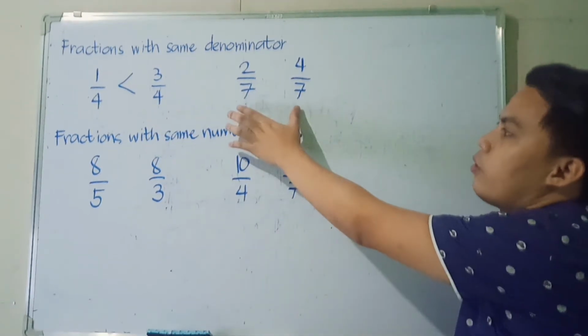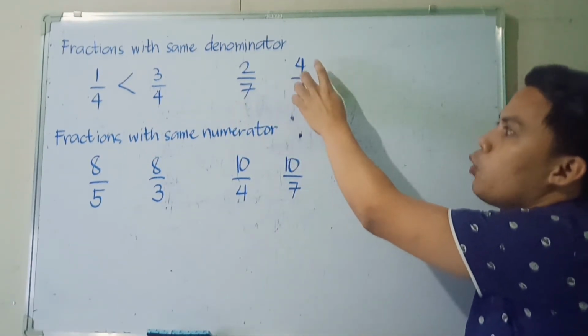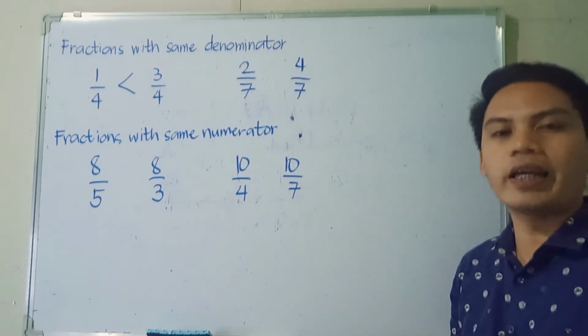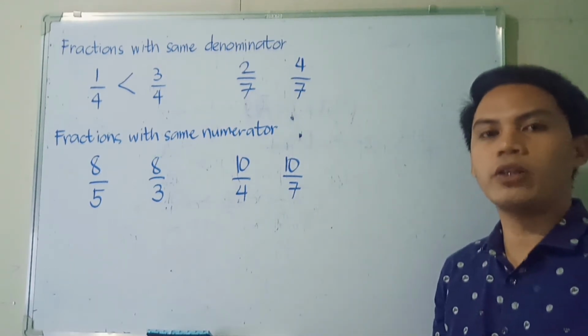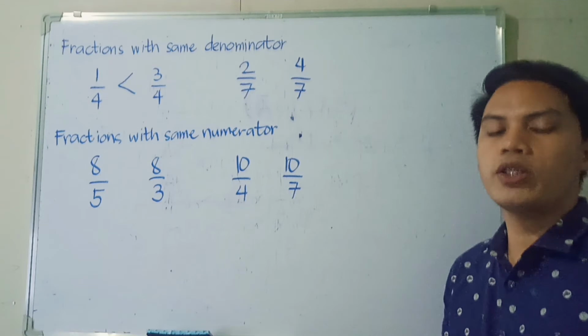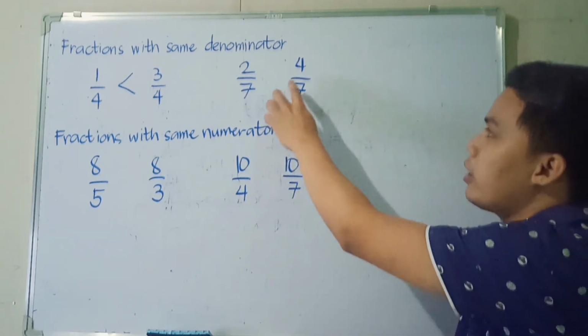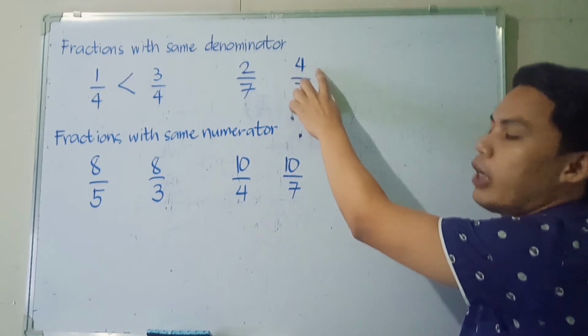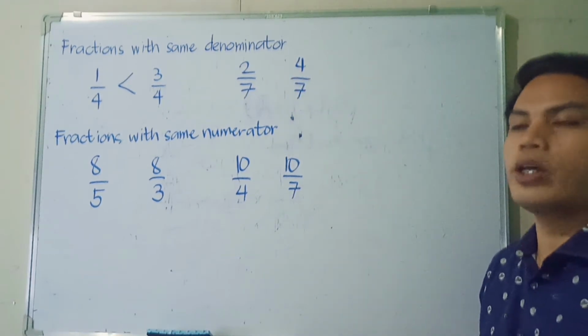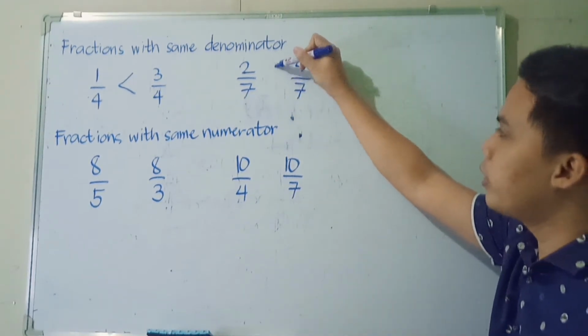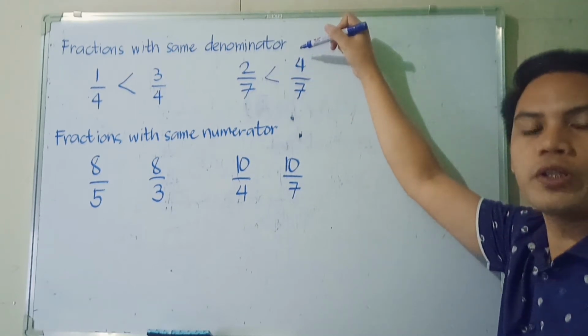Okay, next example. So, we have 2/7 and 4/7. Again, they have the same denominator. So, titignan lang natin kung sino yung may mas malaking numerator. So, in this case, mas malaki yung numerator ng pangalawang fraction. Therefore, 2/7 is less than 4/7.